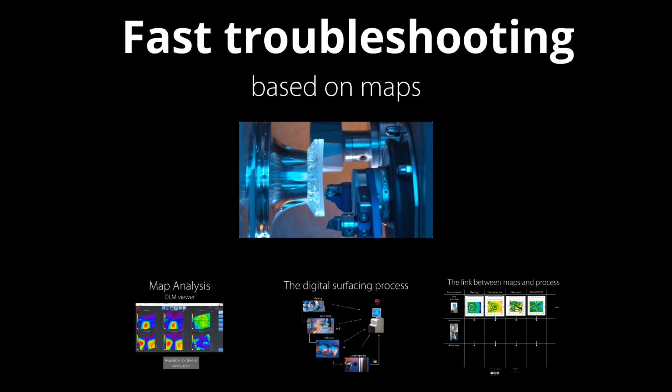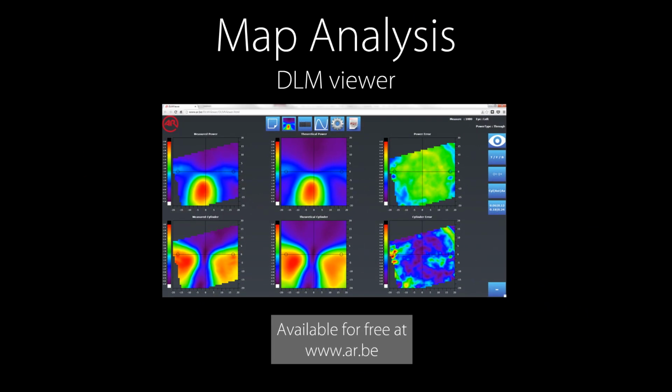The GMC values can be used to identify the most critical lenses. You can then use our web application to view the maps. This application is available on our website for free.